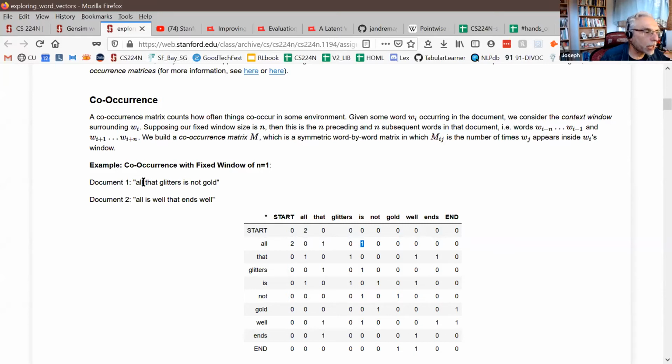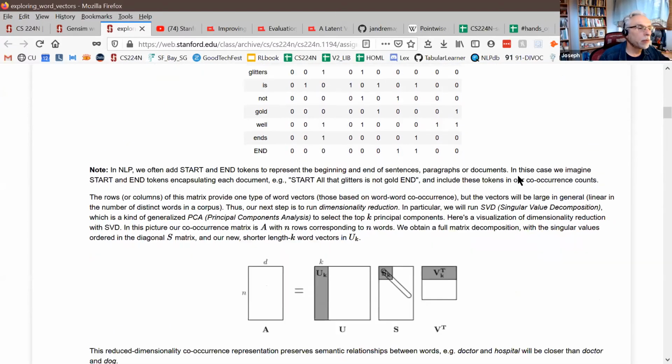So if you just take a window of 1, then this instance of "is" is not in the context of "all", but this instance of "is" is in the context of "all". So the entry for "all" as the center word and "is" as the context word, the count is 1, right? Everybody see that? That's how you populate this matrix. And this is just a simple case, but you can imagine a much more complicated case.